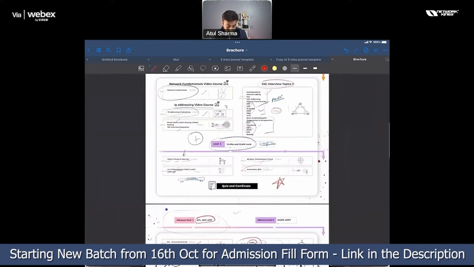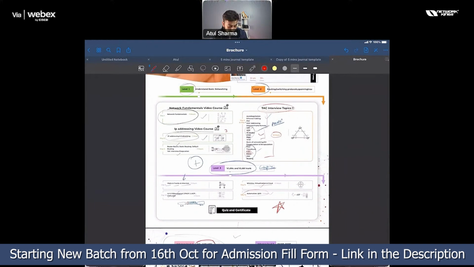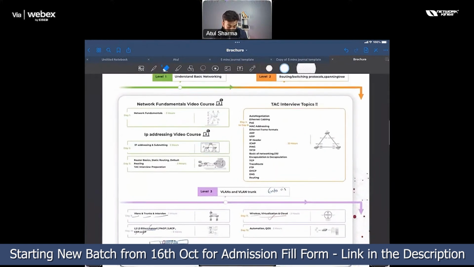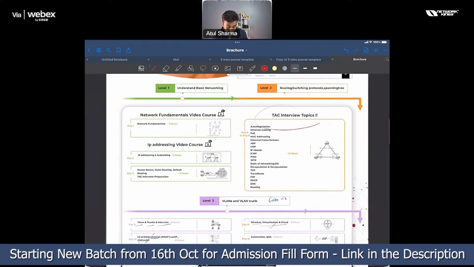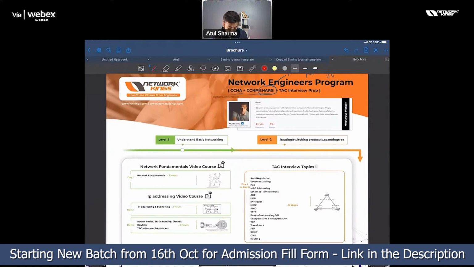In the first level, you are going to cover the network fundamentals. And not just fundamentals, you are going to learn the TAC engineer things also. You will be able to learn the network and clear the TAC engineer interviews. So this is level 1, which is the completion of one level.